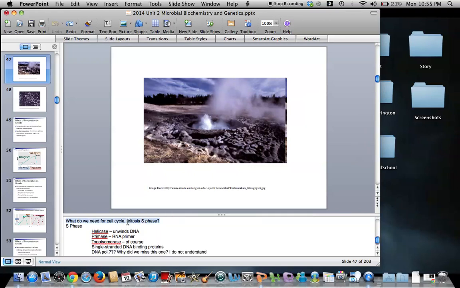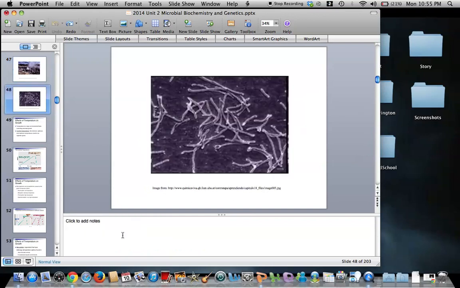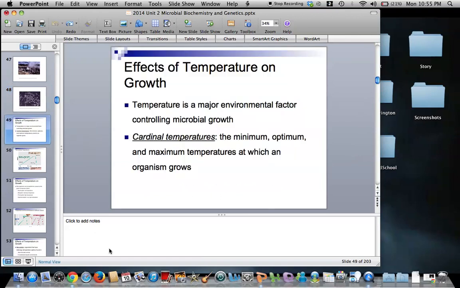What do we need for the cell cycle, mitosis, and S phase? In S phase, we need helicase, primase, topoisomerase, my favorite enzyme, and single-stranded DNA binding proteins. Obviously, you need DNA polymerase for that. I'm not sure why he skipped it. I think that's supposed to be T. aquaticus.